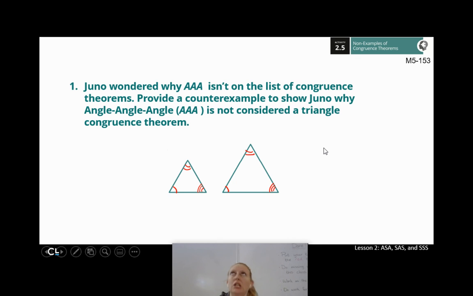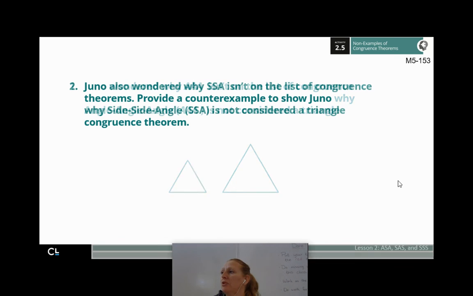But these triangles are clearly not congruent. This guy is way bigger than that one. So that's why we can't use the angle, angle, angle to prove that triangles are congruent. It just doesn't work. So now Juno's like, okay, what about SSA?